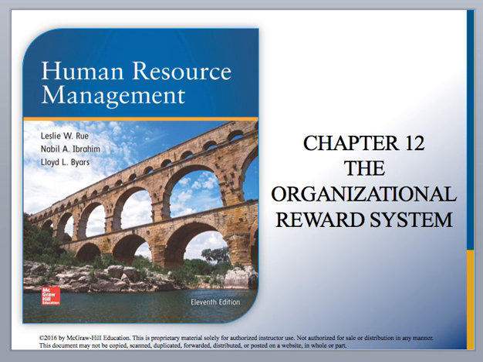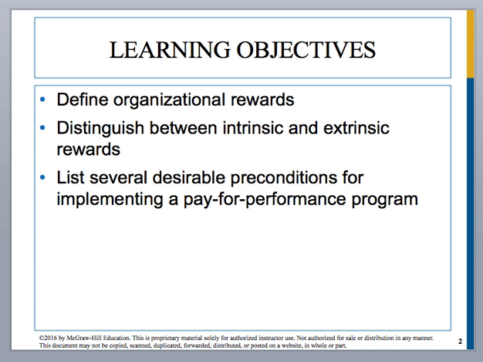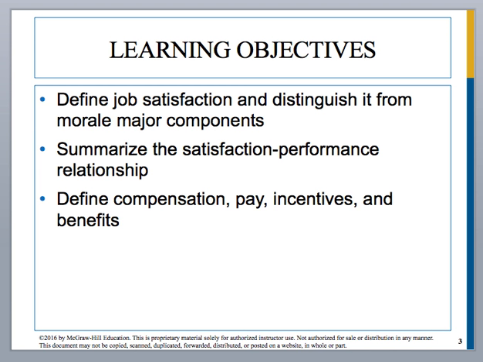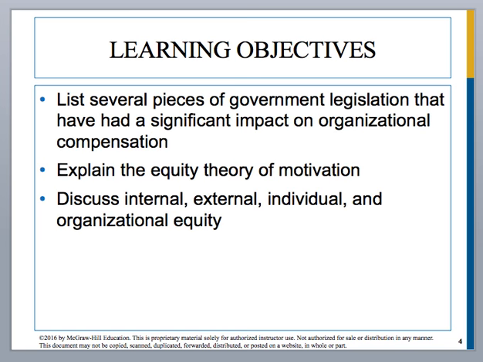By the end of this chapter, you should be able to define organizational rewards, distinguish between intrinsic and extrinsic rewards, list several desirable preconditions for how to implement a pay-for-performance program, define job satisfaction and distinguish it from morale major components, define compensation, pay, incentives, and benefits, and summarize the satisfaction-performance relationship, list several pieces of government legislation that have been impactful on organizational compensation, explain the equity theory of motivation, discuss internal, external, individual, and organizational equity.